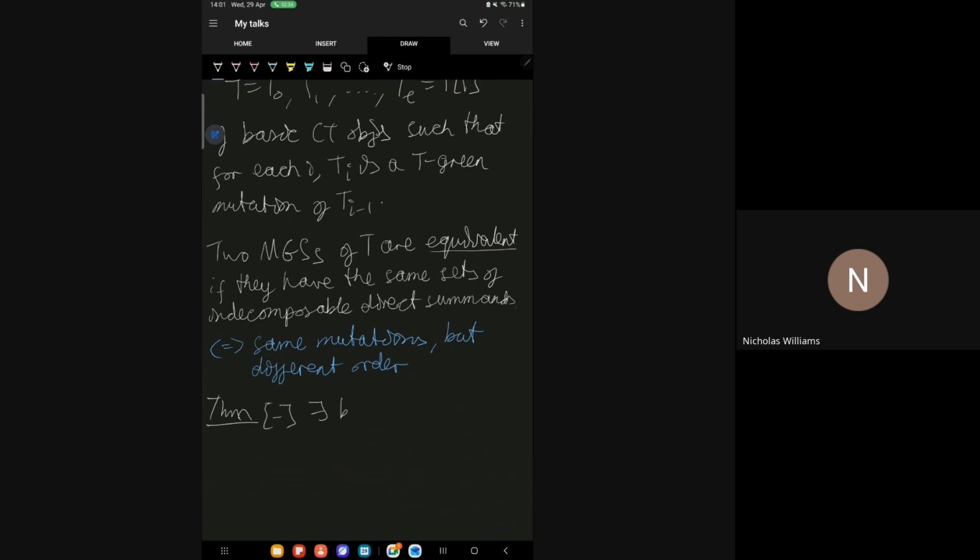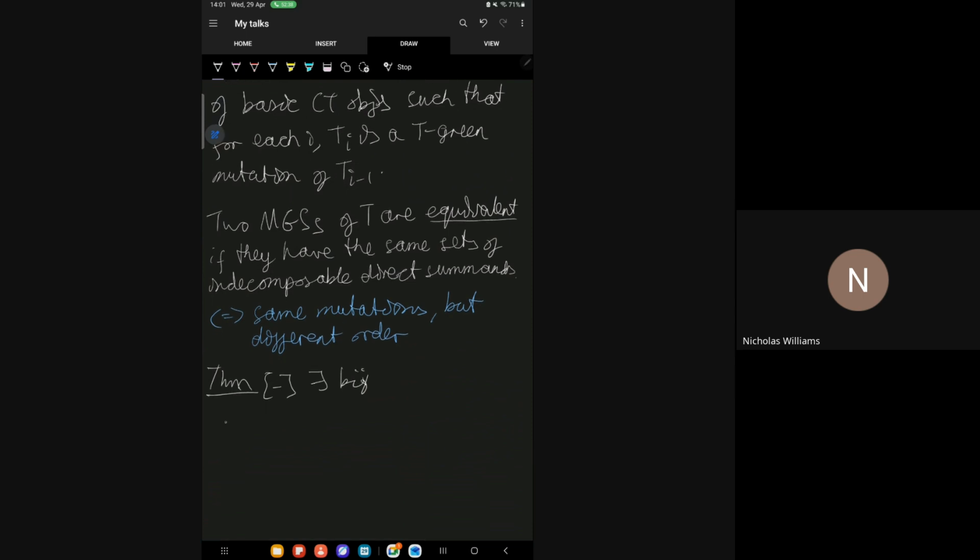So again, this theorem from earlier is that there's a bijection, now we know what this means, between maximal green sequences of this canonical cluster tilting object given by the path algebra of linearly oriented A_n, so the image of the projectives over this algebra, up to this equivalence relation, and triangulations of some three-dimensional polytope called a cyclic polytope with n+3 vertices.